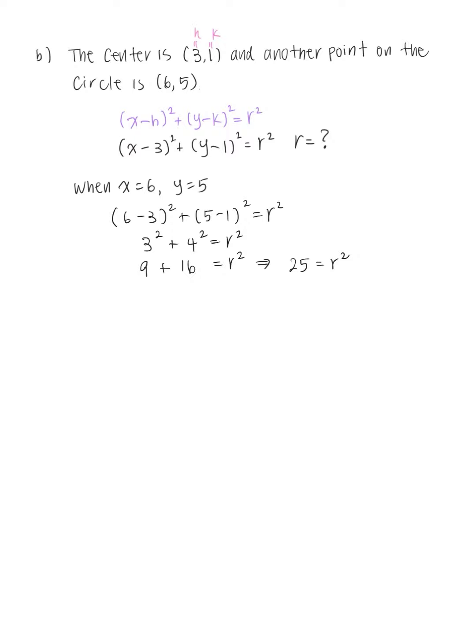Now, taking the square root on both sides, we're going to get r equals plus or minus square root of 25, but we're talking about the radius, so we're trying to pick up just the positive portion of it. So our r is going to be 5. So let me just box this because I need r squared to fill in the blank here. All right, so then I think we're good to go. So therefore, our equation of the circle in standard form is going to be x minus 3 squared plus y minus 1 squared equals 25.